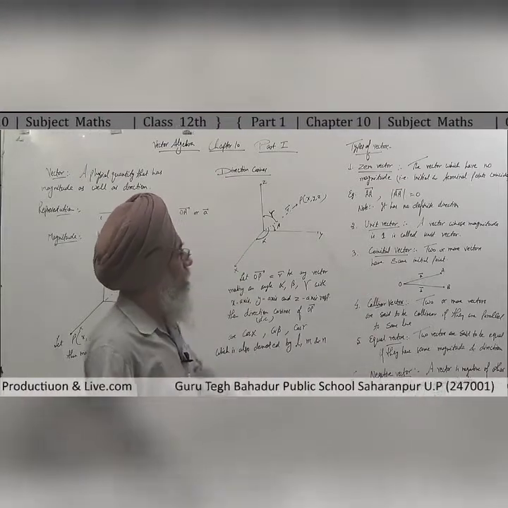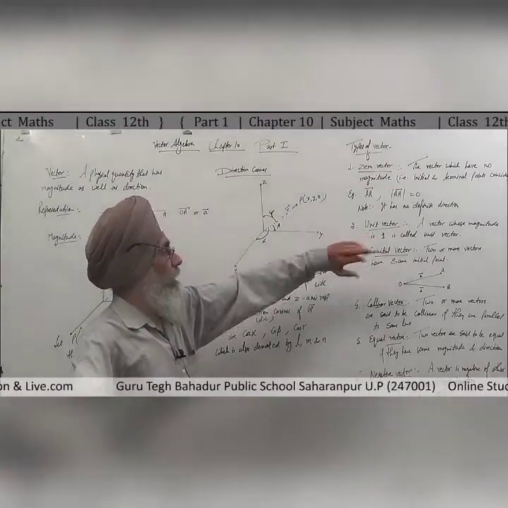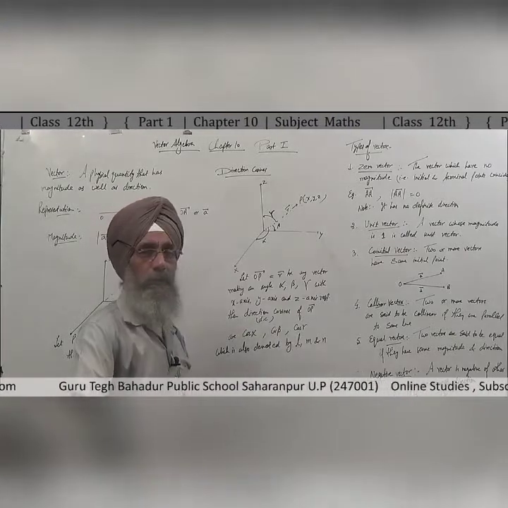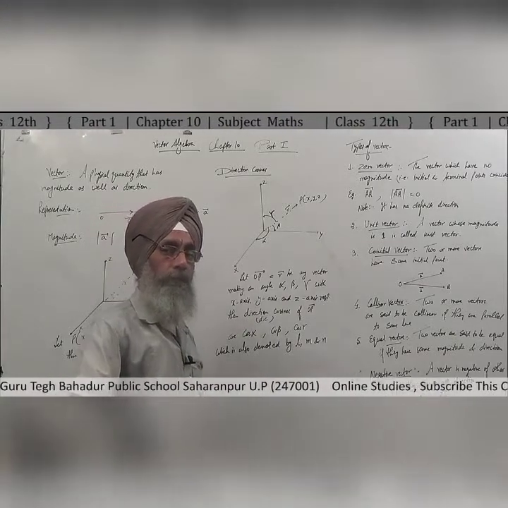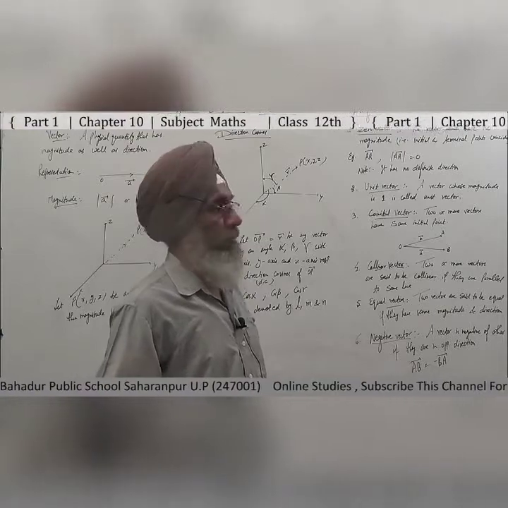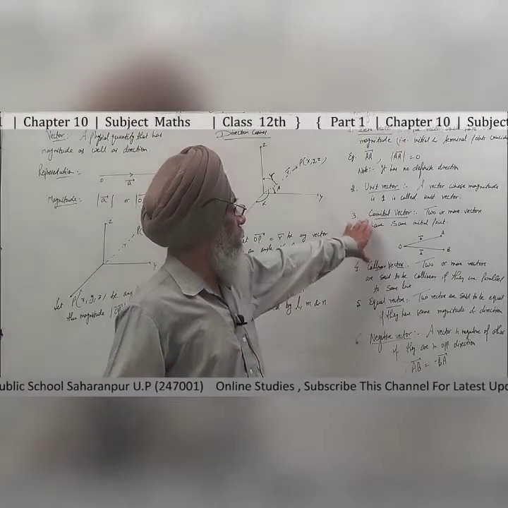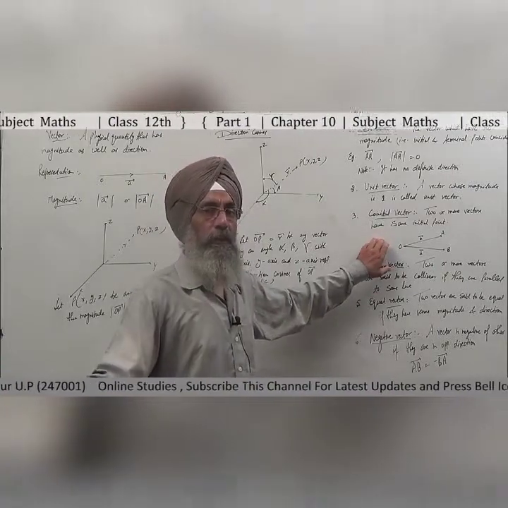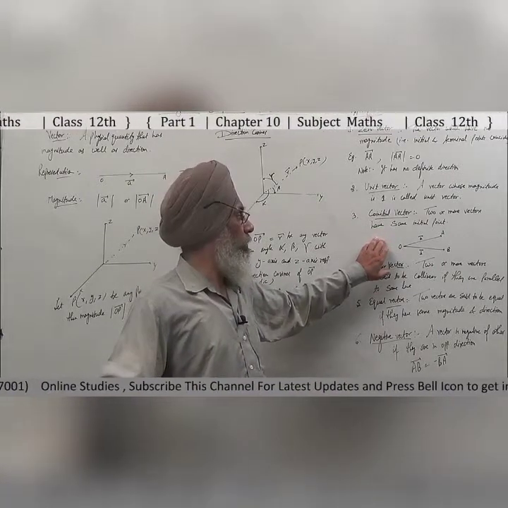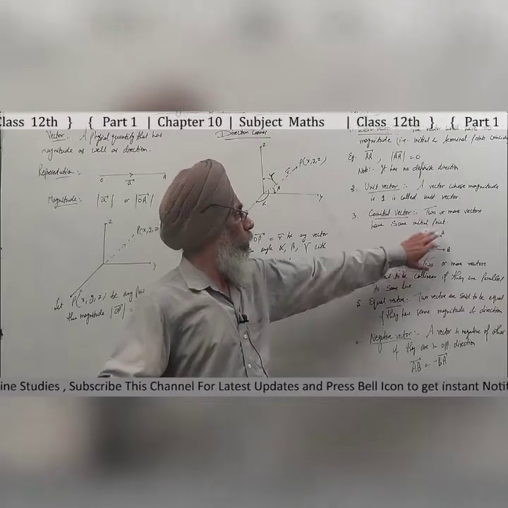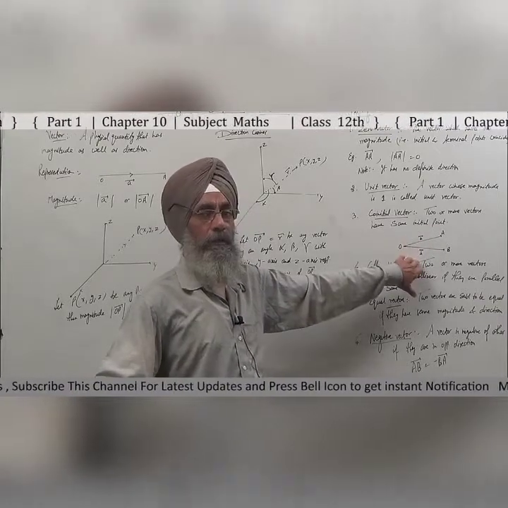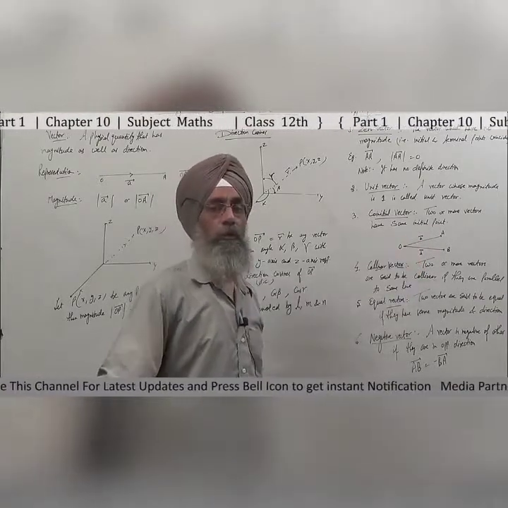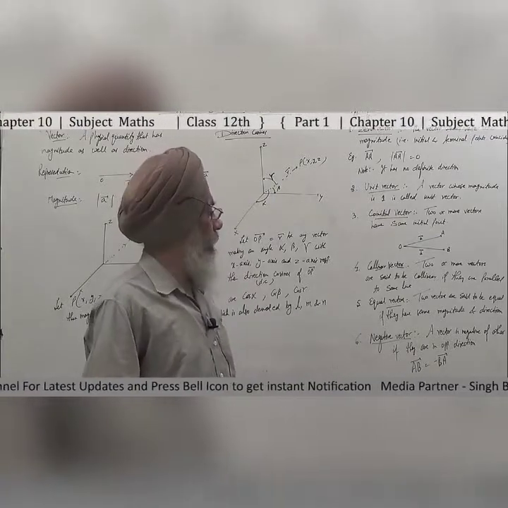Moving further, that is the unit vector. Unit vector means a vector whose magnitude is 1. इस vector का magnitude क्या होगा, 1 होगा. That is known as the unit vector. Then is the co-initial vector. Initial means the same starting point. They are known as co-initial vectors, like OA and OB, represented by vector a and vector b, have the same initial point O, so they are known as co-initial vectors.